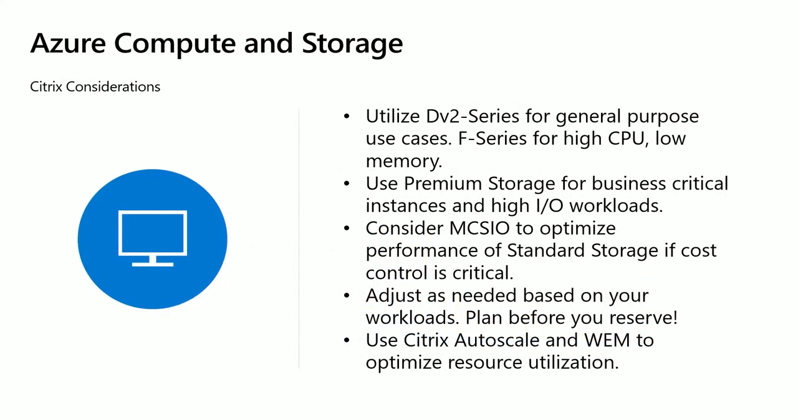So here's the kind of summary on architecture or scale-based for what VM, what disk should I pay. I mentioned it, DV2 series, DV13 specifically, F series for CPU. Premium storage, I'd still advise it if you want that SLA. And that's kind of the high-level thing. Consider MCSIO or actually use it as needed.